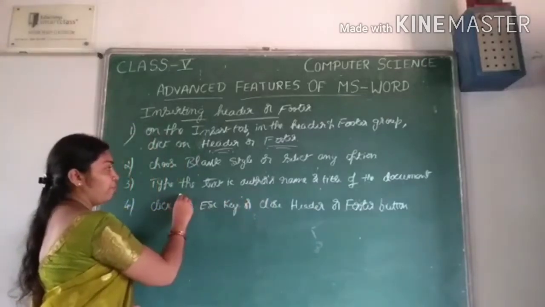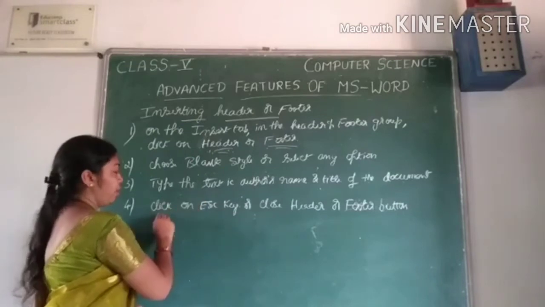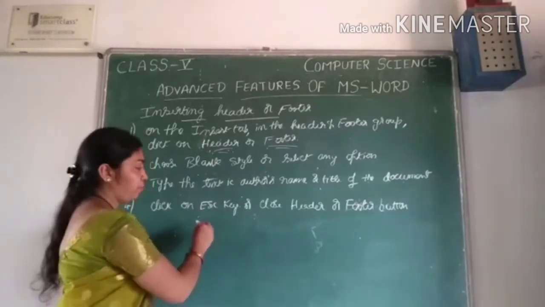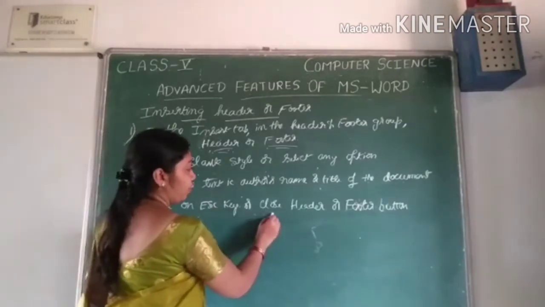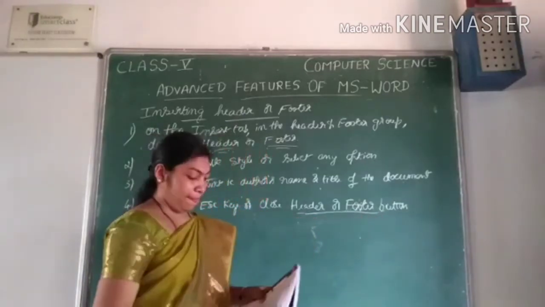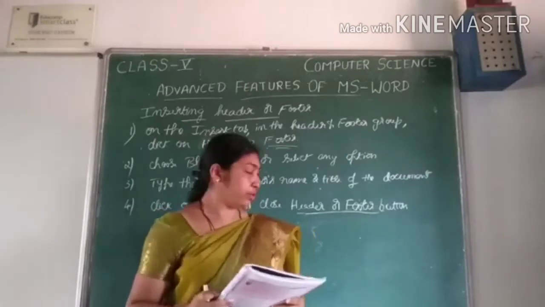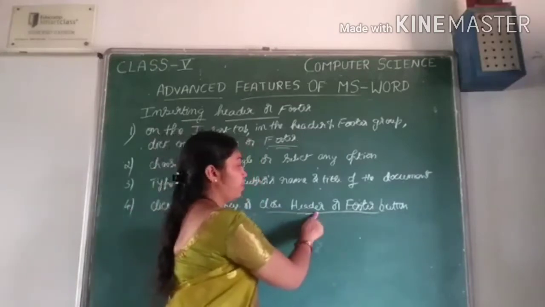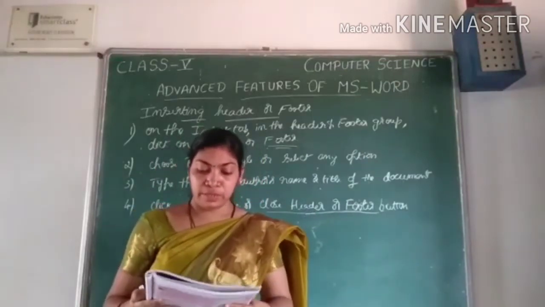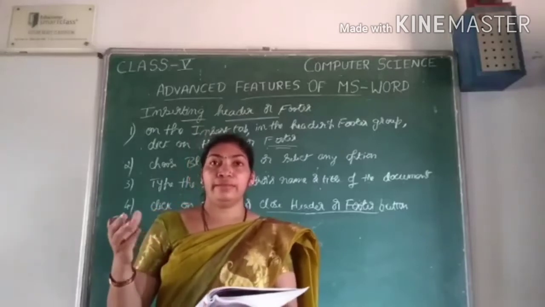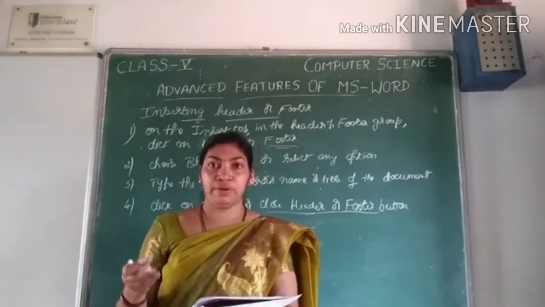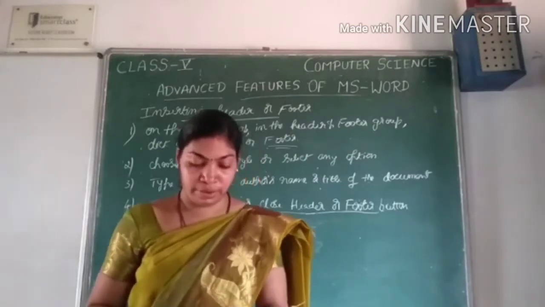After you have formatted everything, finally you can press the escape key. That is, in order to come back to the original document, you have to press either the escape key or click on the close header and footer button. This will take you to the original document. So this is how you can add the header and footer. Instead of writing on each and every page the page numbers, the author's name, the title name and all, you can do this.